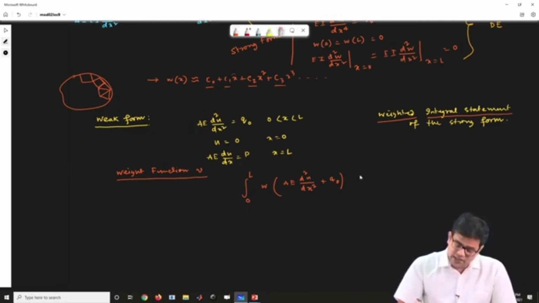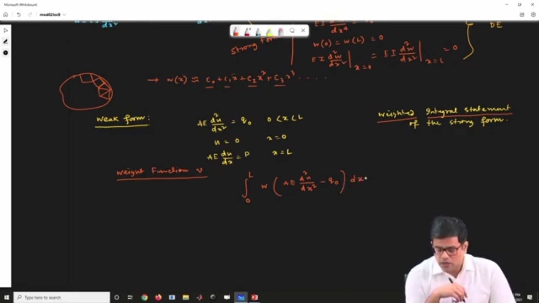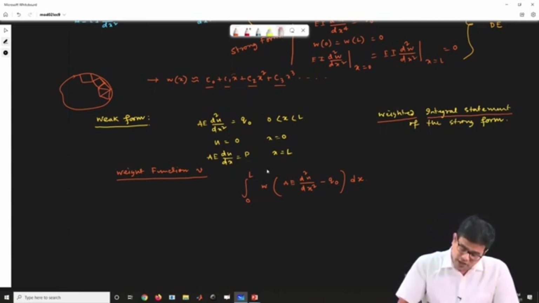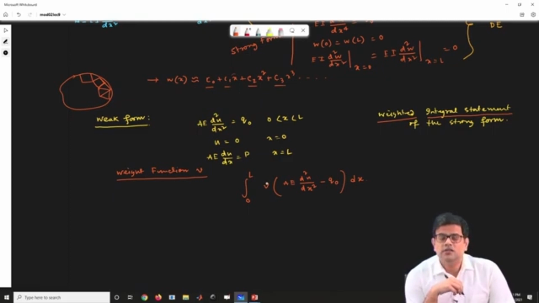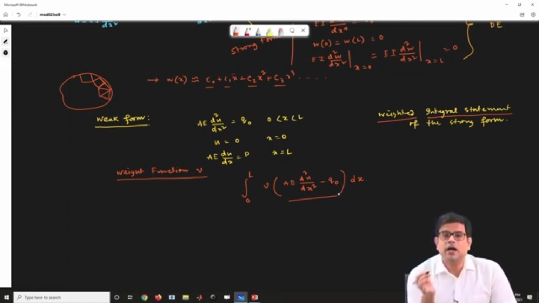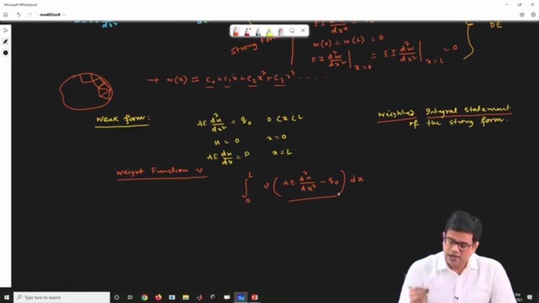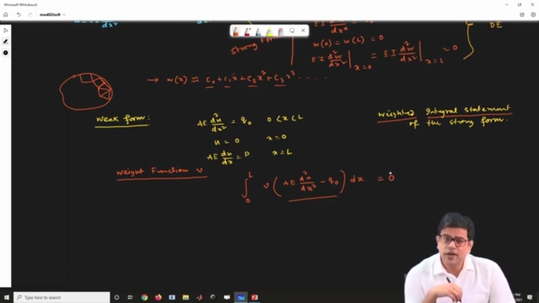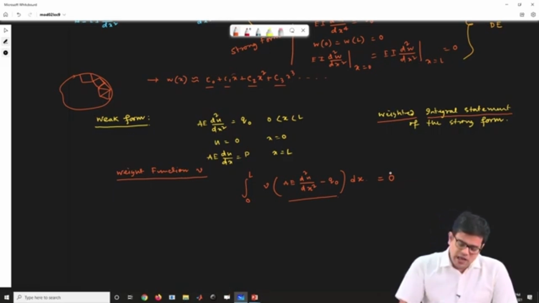So this is my weighted integral statement. Sorry, the weight function is v, not W. This weighted integral statement is the differential equation itself. If you look carefully, this is nothing but the error of the differential equation, and I say that the weighted integral statement will be 0. That means with respect to some weight function, this quantity must go to 0. So this is the basics of the weak form.